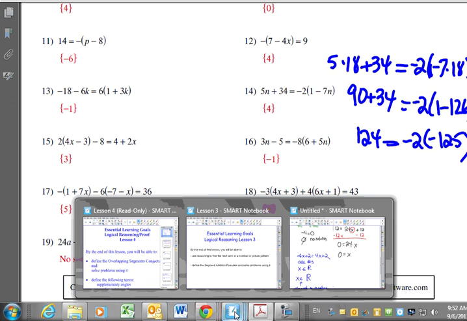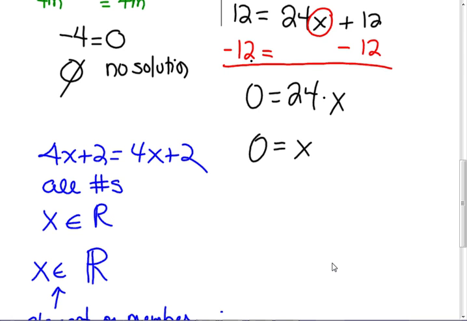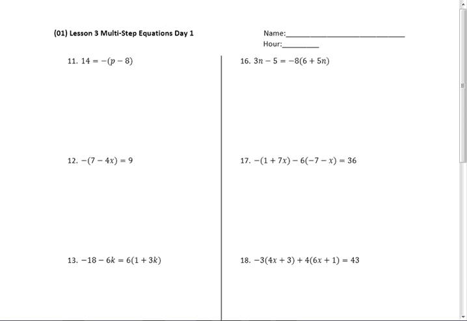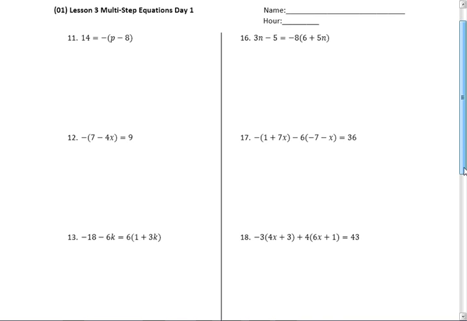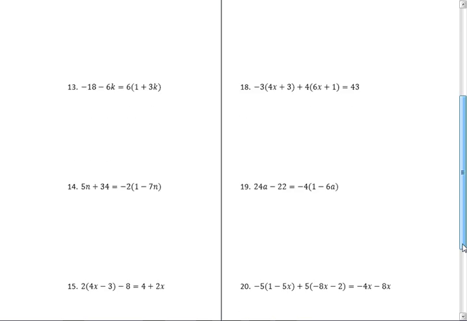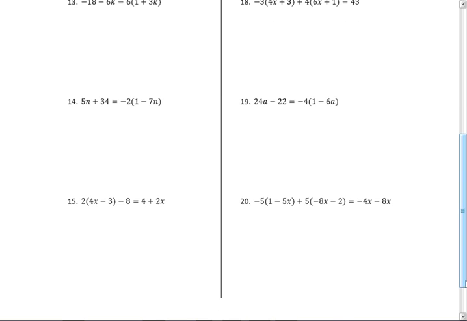Okay, I can't see what I'm doing. It's probably this one. Don't do that. Okay, which number was this? 14. Assuming that everything's copied correctly.